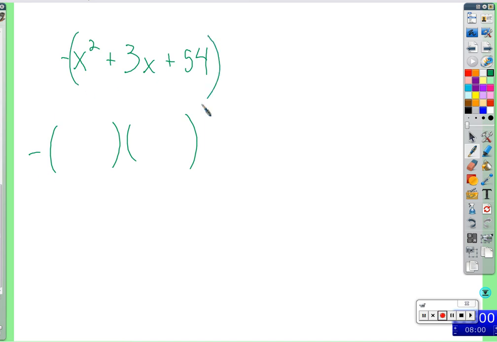That's not correct. How did this start? It started out negative x squared plus 3x plus 54. If I think of it like this, if I distribute that negative, now I've got negative x squared minus 3x minus 54. That's not what we started with. Okay?